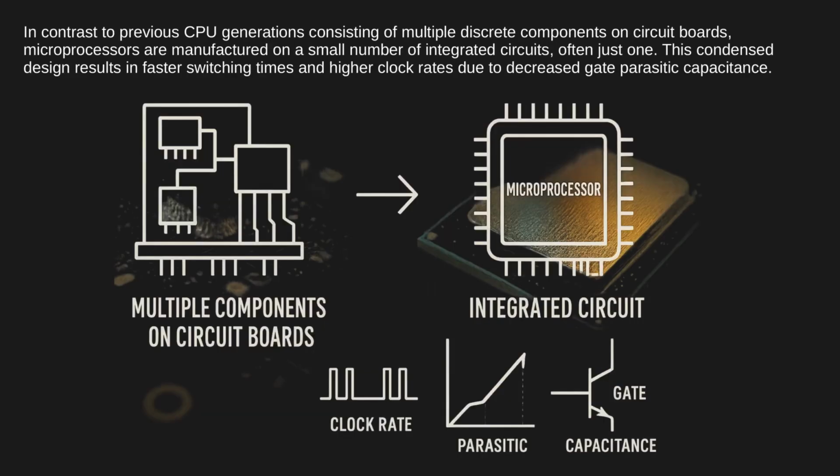In contrast to previous CPU generations consisting of multiple discrete components on circuit boards, microprocessors are manufactured on a small number of integrated circuits, often just one. This condensed design results in faster switching times and higher clock rates due to decreased gate parasitic capacitance.